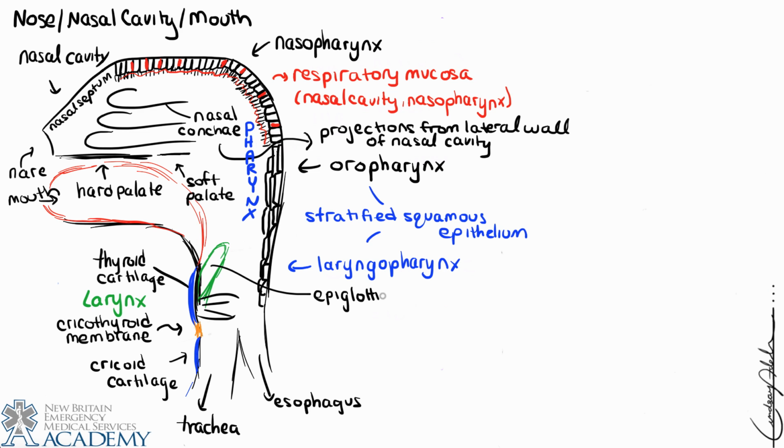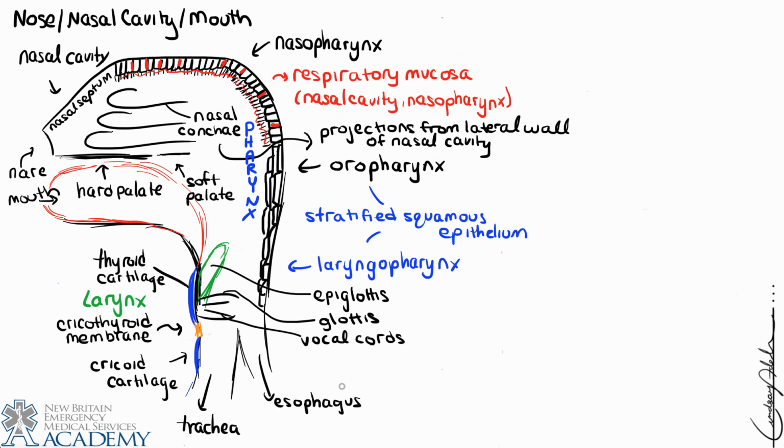We can see the epiglottis. The epiglottis function is to basically cover the glottic opening. So epiglottis meaning above the glottis, and then the glottic opening is basically where the vocal cords are. So this is important because when the air rushes past the vocal cords, they vibrate to produce sound, but it's also the point of entry into the trachea.